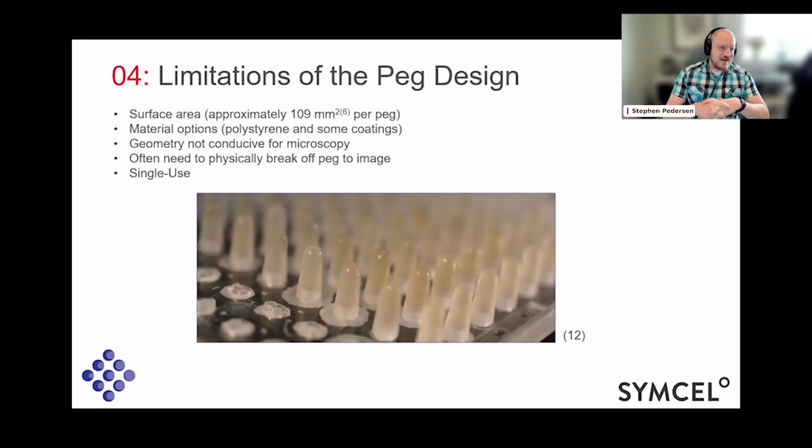The geometry is not conducive for microscopy. It's that rounded peg cone shape, very difficult to put under a microscope. And you end up having to generally break off that peg from the lid to be able to do that in the first place. So it's destructive. It's hard to maintain that biofilm structure while you're doing that. And that's not ideal for microscopy. You can see in this image, some of those pegs have been broken off here. And again, it's a single-use device.